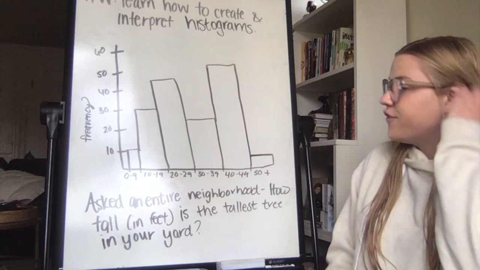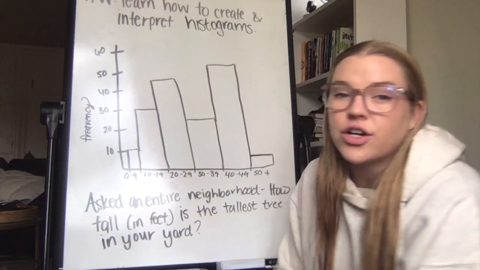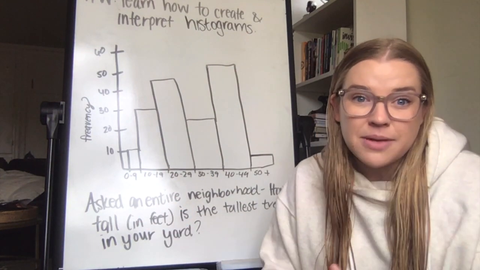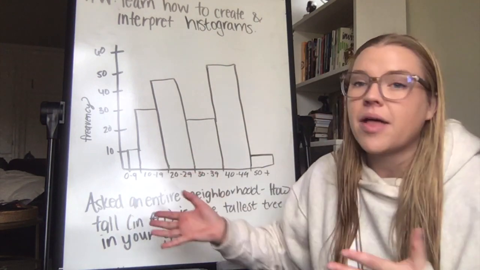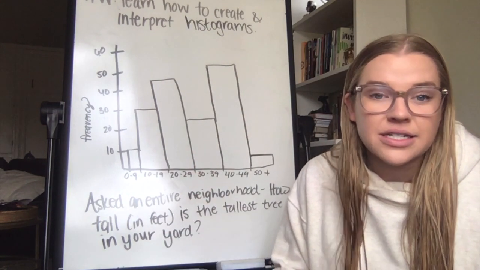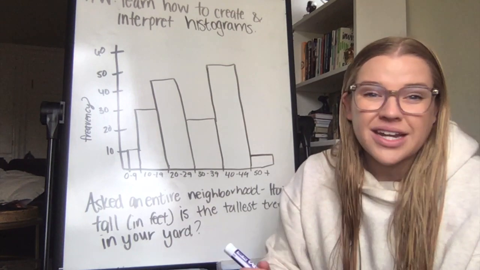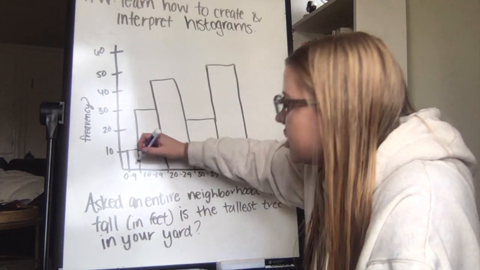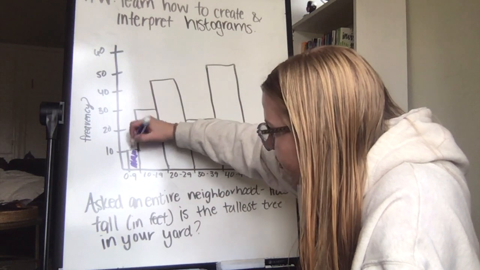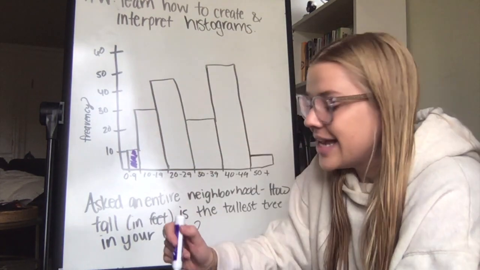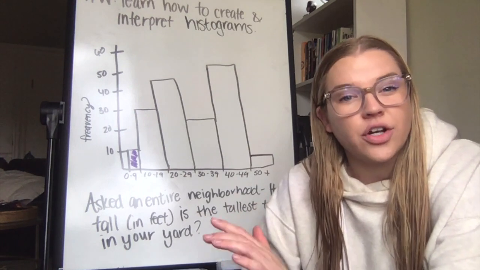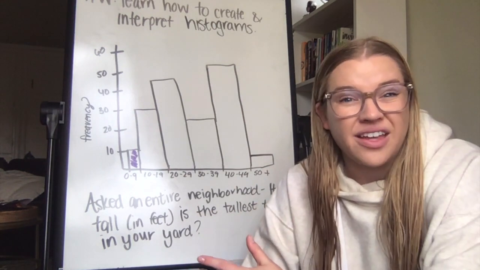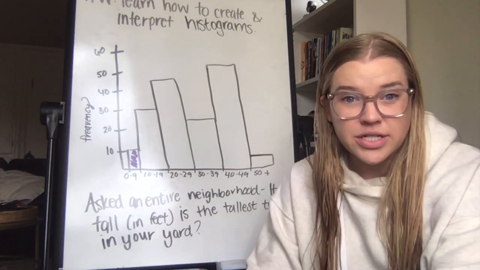Okay, so my first column is between 0 to 9 feet. So that means that I asked people, how tall is the tallest tree in your yard? And how many people answered between 0 to 9 feet? In order to do this, it's the same way that I did the last problem. I'm just looking, where does this bar stop? 10. That means that 10 people answered that the tallest tree in their yard was between 0 and 9 feet. That might be because they have no trees in their yard, right?